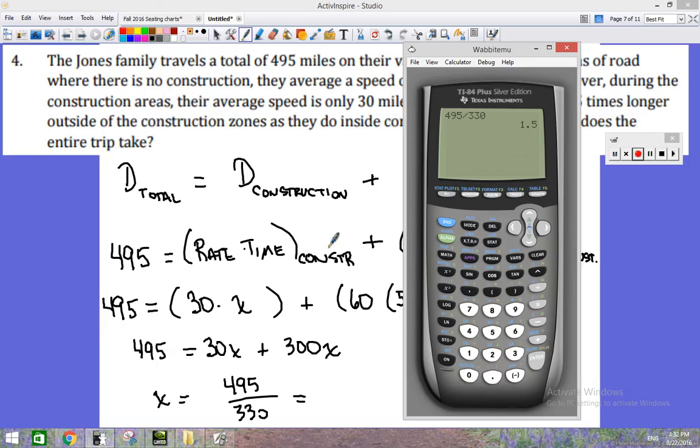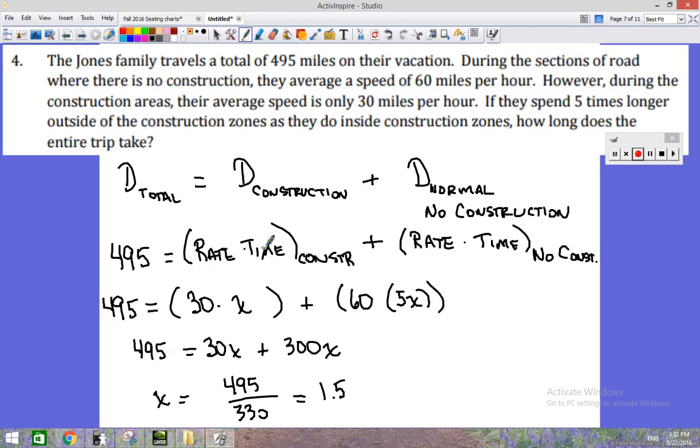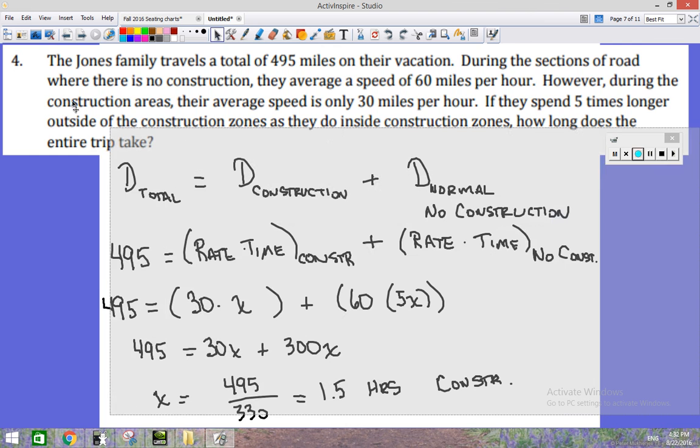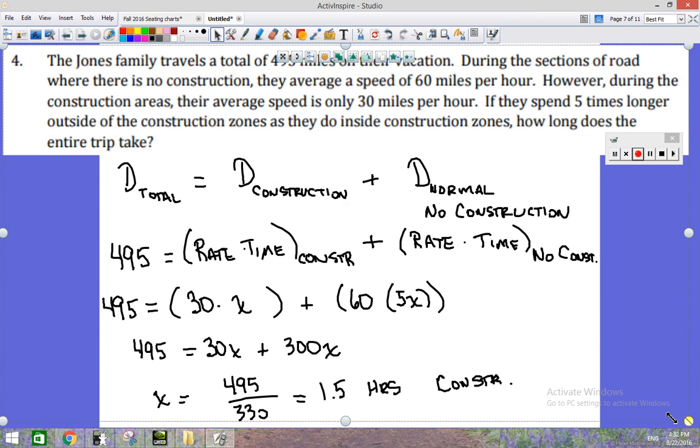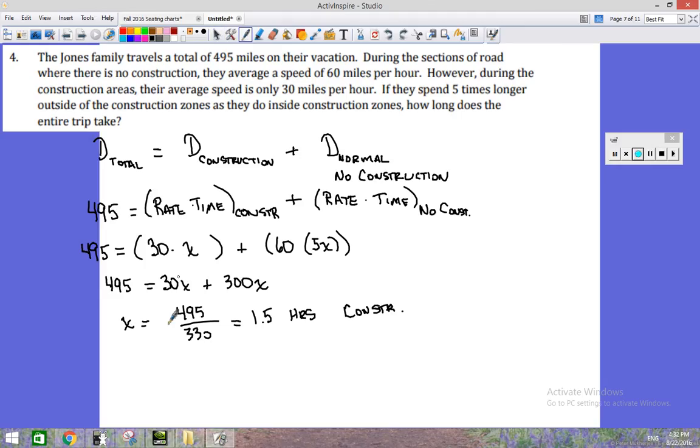1.5. Now that X represented the time. This was in hours, and this was in the construction zone. We want the length of the entire trip, so 5 times that. Seven and a half hours, right? Five times that.